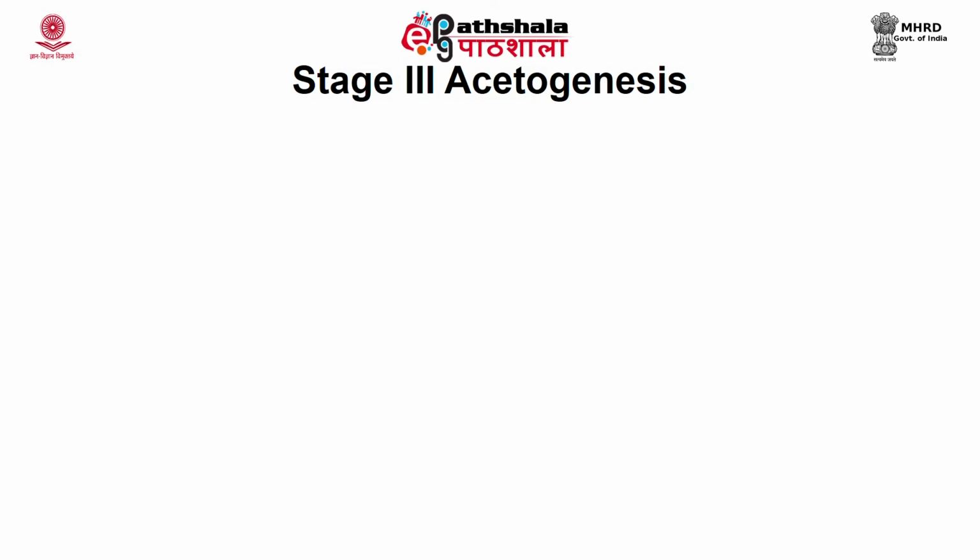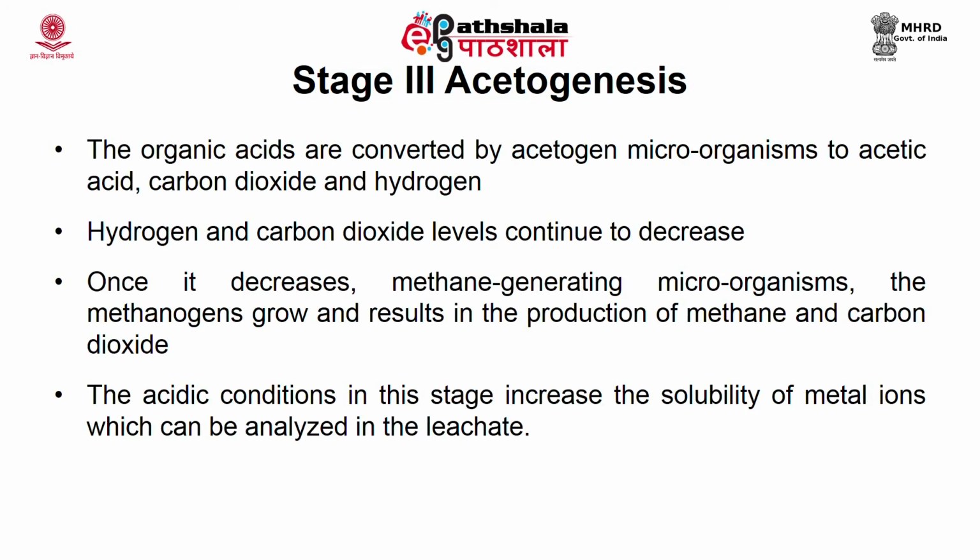Now, stage 3 is acetogenesis, the organic acids, that is the volatile fatty acids which are produced during stage 2, will be used here in acetogenesis, where it will be used by the acetogen microorganisms and converted to acetates. That is acetic acid derivatives, carbon dioxide and hydrogen.